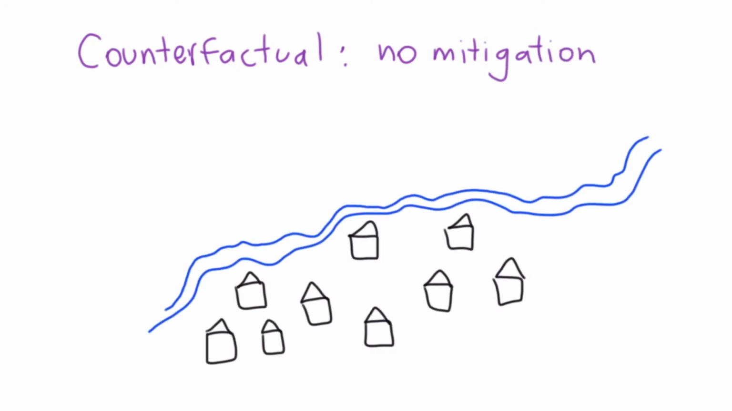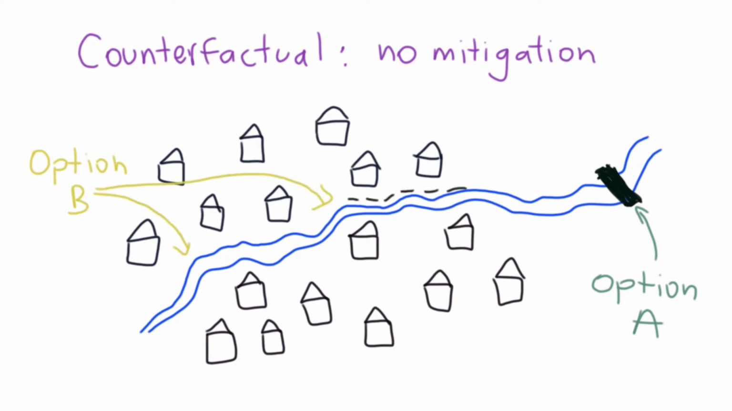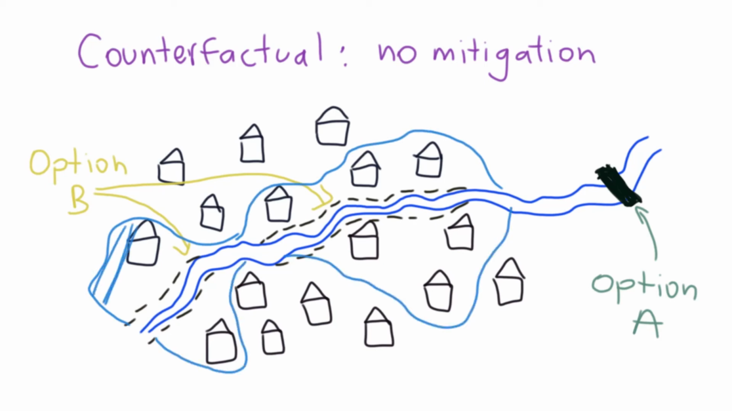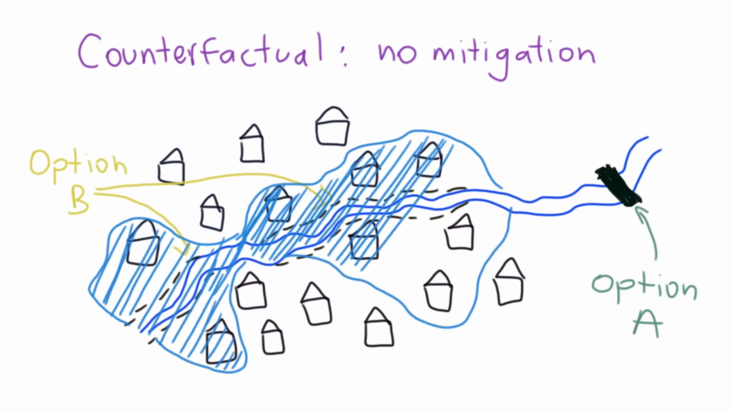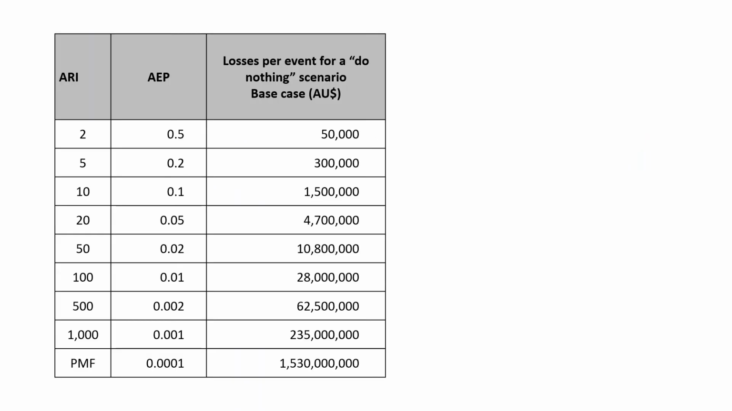Two options are being evaluated for the catchment. Option A is the construction of a dam in the upper section of the creek, and option B involves upgrading the capacity of the creek. The aim of both options is to provide protection to the catchment for up to a 1 in 100 years flood. Here is how each option will contribute to the reduction in flood damage for floods of different sizes.